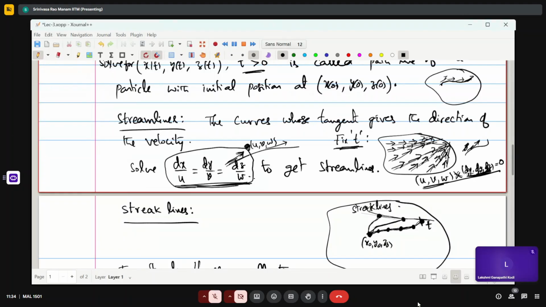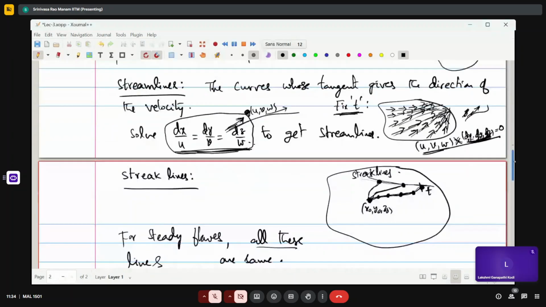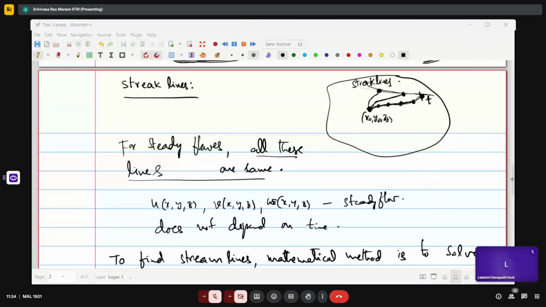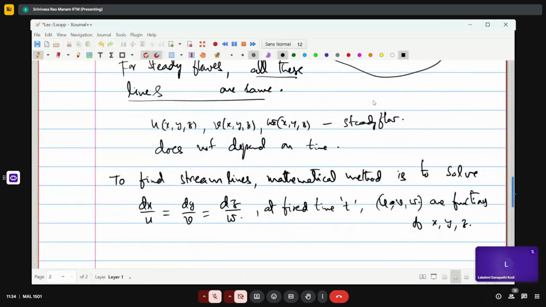Overall the whole body is moving. Streamlines don't cut. They may be narrowed down, but they don't cut. Whatever that you have to understand, streamlines don't cut, but path lines and streaklines can cut each other. Can you see that? Physical feeling.